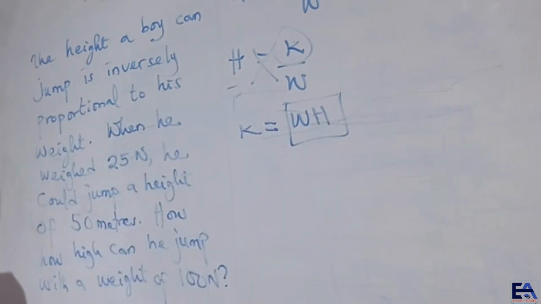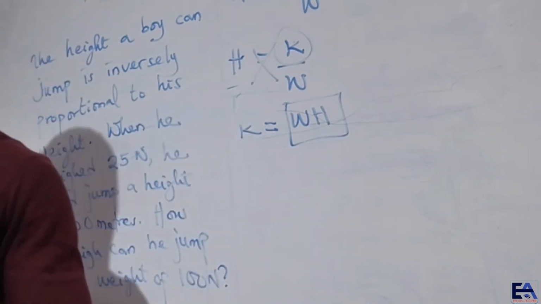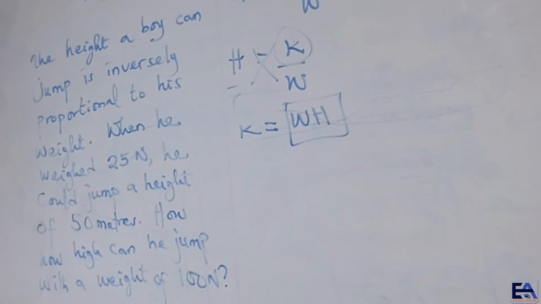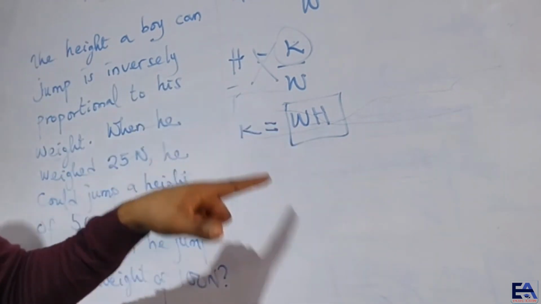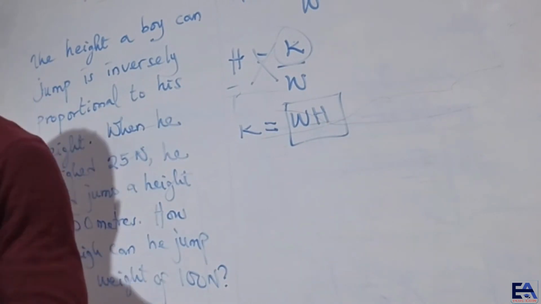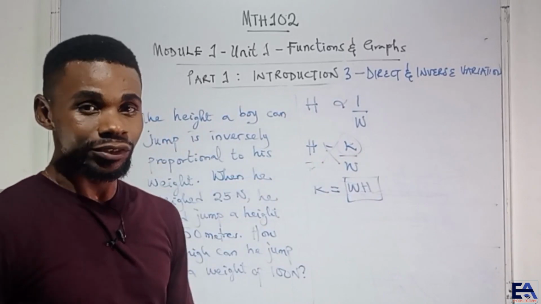So what this is telling us is that the product of the weight and height is constant. That is to say, the moment you multiply the boy's weight and height, you keep getting the same answer, regardless of what the weight and the height is at the particular instance. You will keep getting a constant result whenever you multiply the weight of the boy by his height. That is what this relationship is explaining to us.